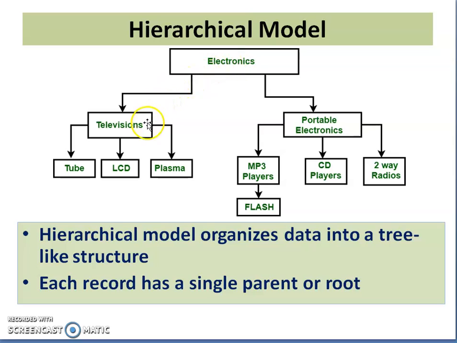So here the data representation starts from the parent node, goes to the next level of child node, and then again to the next level of child node. Similarly, in portable electronics, we have three categories: MP3 players, CD players, and two-way radios. These are three child nodes of portable electronics, which is a child node of electronics. The hierarchical model organizes data into a tree-like structure as shown here. Each record has a single parent or root.